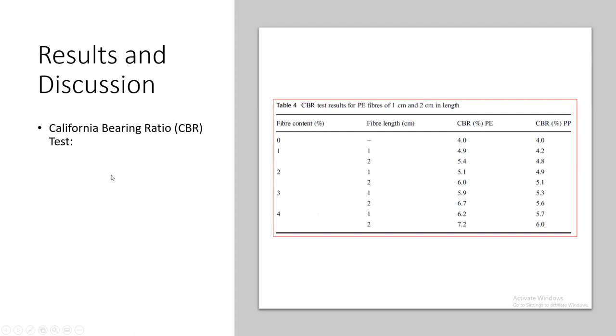If we look at the California bearing ratio, CBR, you can see that without any fiber content, the CBR is 4. However, with adding the fiber content from 1% to 4%, you can see that the CBR is improved. However, PE is still much more efficient than PP. But still, an improvement happened in the CBR with adding this material.